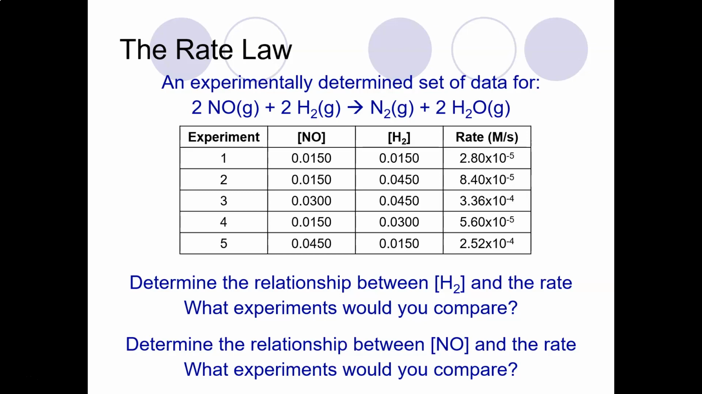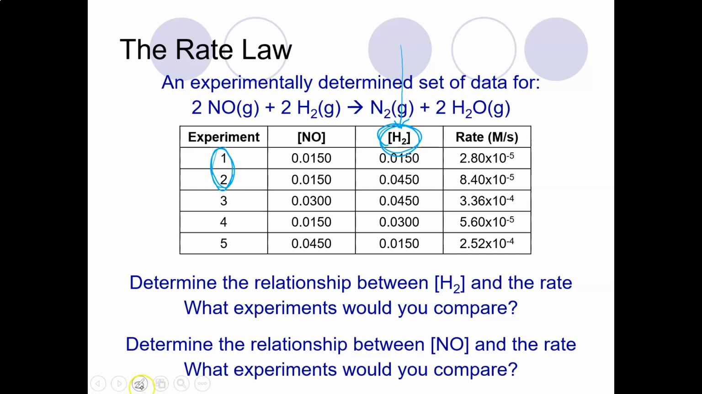So for hydrogen, if I'm choosing my experiments, what I'm looking for are 2 experiments where the hydrogen molarity changes, but the nitrogen monoxide molarity does not. So what I want to change is just the hydrogen number. So I could choose 1 and 2, or I could choose 1 and 4, or I could choose 2 and 4. So any combination of 1, 2, 4. So 1 and 2, 1 and 4, 2 and 4. I'm going to do 1 and 2. Okay, so that's for hydrogen. For hydrogen, it's going to be 1 and 2.